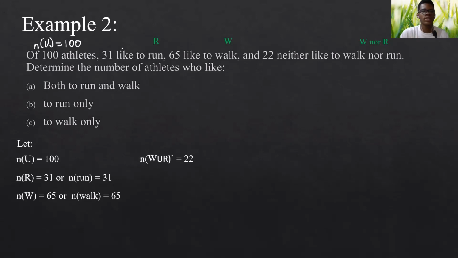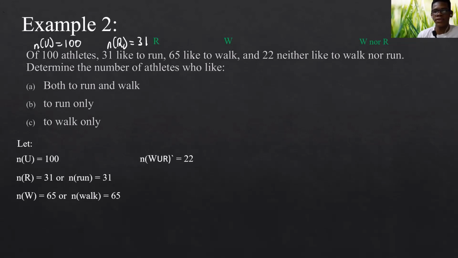So of 100 athletes, 31 like to run, right? I'm saying walk already. Yeah, 31 like to run. It's almost like I can't read. So yeah, 31 of them like to run, and therefore the number of elements in R would be 31, right?